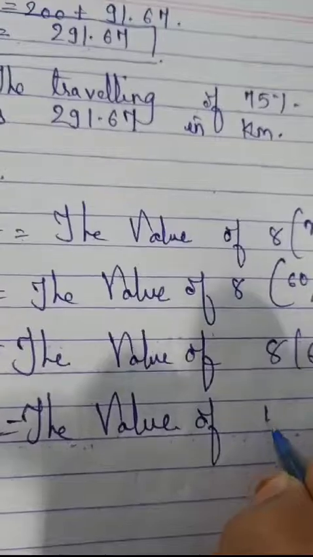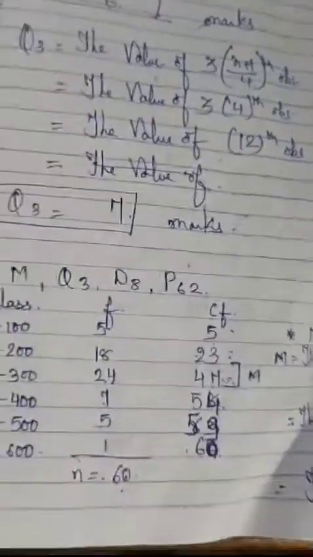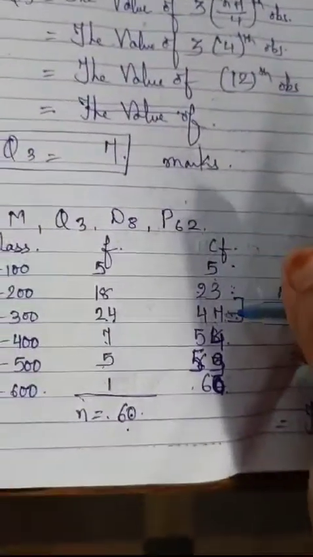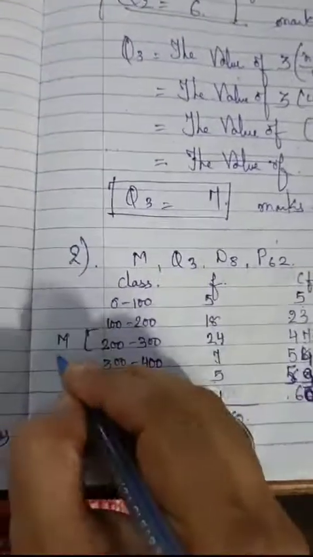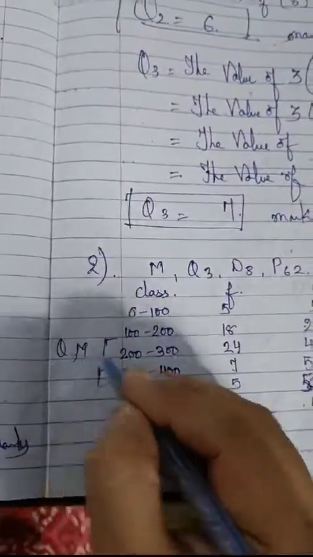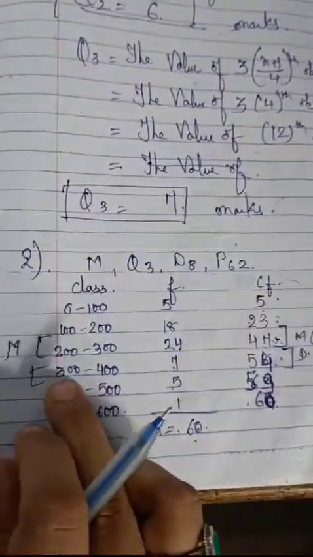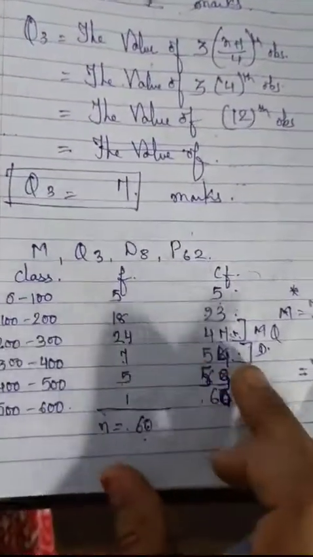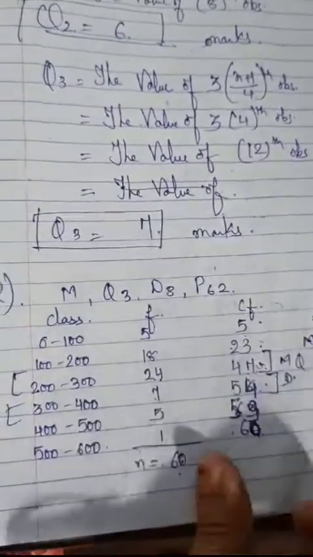The value of 48th observation, that we are going to identify in the CF. Now 48 cannot lie in 47, it will be lying in 54. So this is our decile. This was your quartile only. Now this is our decile. So our L will be 300, our frequency will be 7, but our CF will be 47, the one ahead of the one which we are selecting.